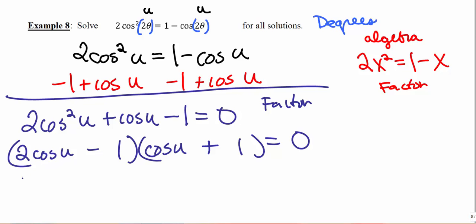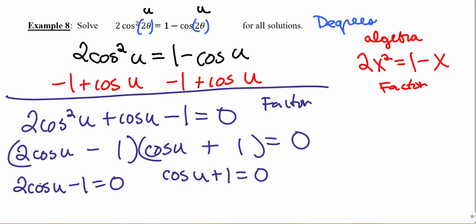Then, of course, once we've factored it, we set each one of the factors equal to 0, and then solve to get cosine u by itself on one side. So I would add 1 to both sides here, and then divide by 2. So we get cosine u is equal to a positive 1/2, and here, subtract 1 from both sides, we get cosine u is equal to minus 1.